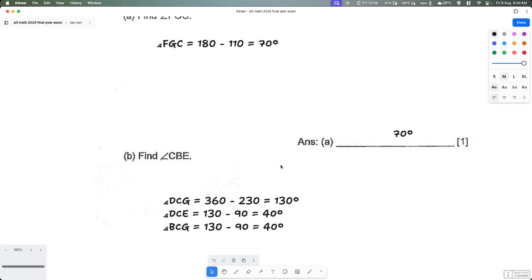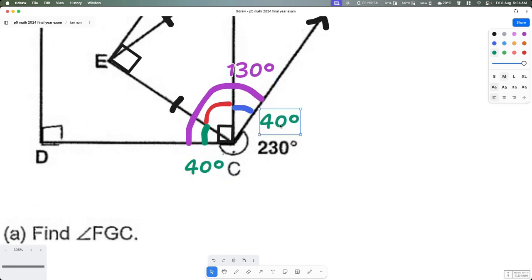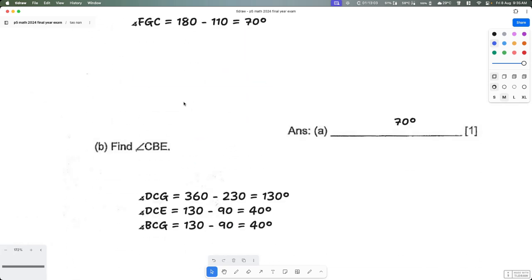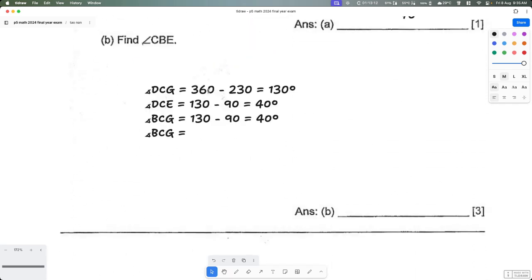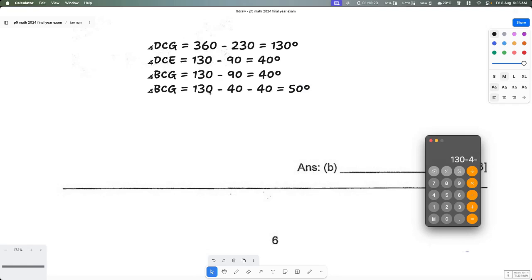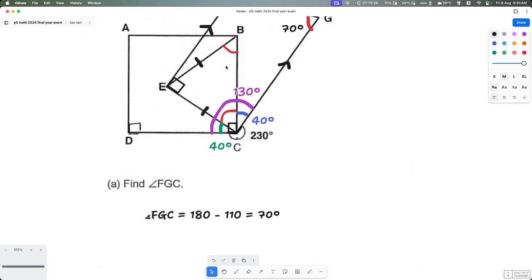BCG is equal to 130 minus 90, and this is also 40 degrees in this case. All right, so now we know that this is 40, this is 40. We can get the red one, which is BCE. BCE is equal to, since we know this 130, so 130 minus 40 minus 40, this will be 50 degrees. So let's double confirm with our calculator. 130 minus 40 minus 40, 50 degrees. So we know that the red one is 50.